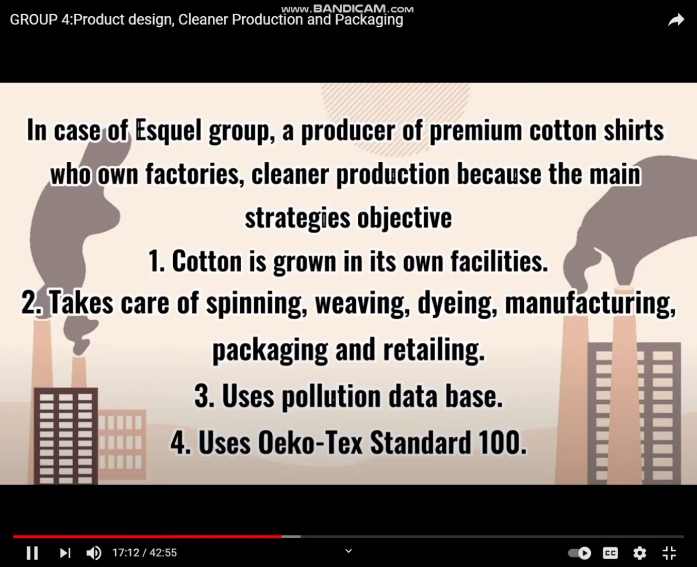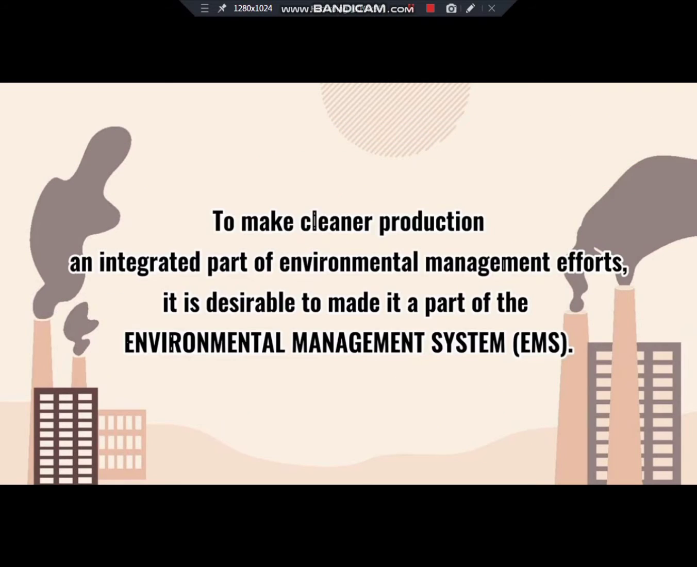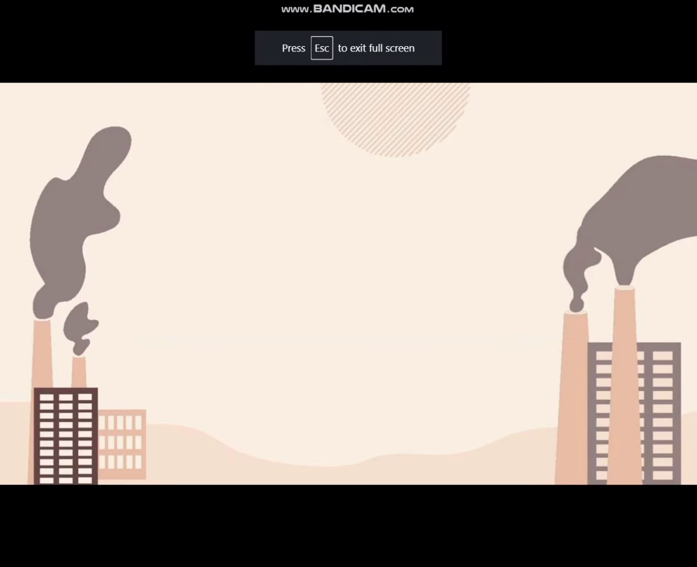In the case of Esquel Group, a producer of premium cotton shirts who owns factories, cleaner production is the main strategy. The objectives are: Number 1, cotton is grown in its own facilities. Number 2, it takes care of spinning, weaving, dyeing, manufacturing, packaging, and retailing. Number 3, it uses a pollution database. Number 4, it uses Oeko-Tex Standard 100 to make cleaner production, and an environmental management system or EMS.